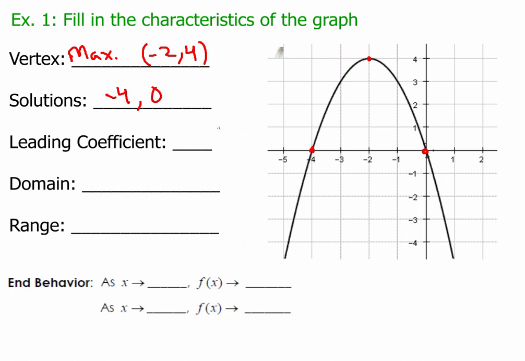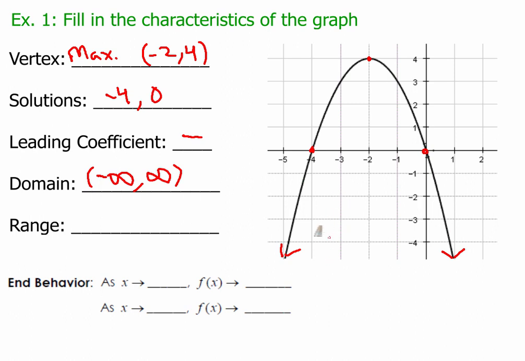The leading coefficient, well, if I look at this parabola, it opens downward, so I know that my leading coefficient is going to be negative. And then domain, range, and end behavior, these are some carryovers from a previous unit, but they're things we still want to be able to do. This graph has arrows on it, we just don't have them drawn in here. This graph goes forever in both directions. So the domain, I've got an arrow pointing left, that's negative infinity, and an arrow pointing right, that's positive infinity. So my domain is negative infinity to positive infinity.